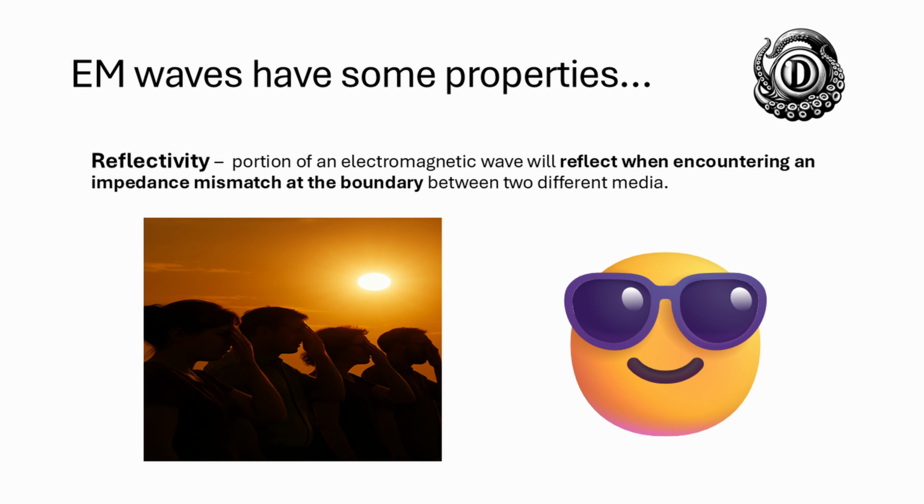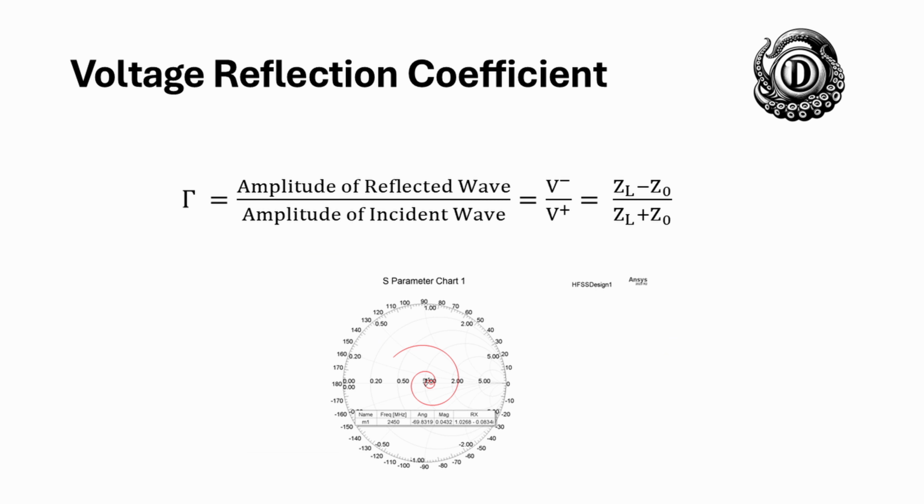I'm grateful for reflections. Without them, we wouldn't be able to see anything unless we looked directly into the light source. We would all be staring at the sun, going blind just trying to see. We quantify the reflected portion of the voltage wave using the voltage reflection coefficient, which is often represented by the Greek letter gamma. This is the ratio of reflected voltage to incident voltage.